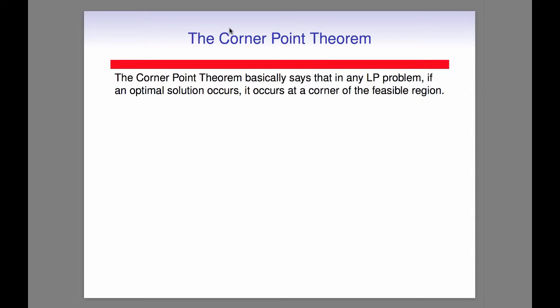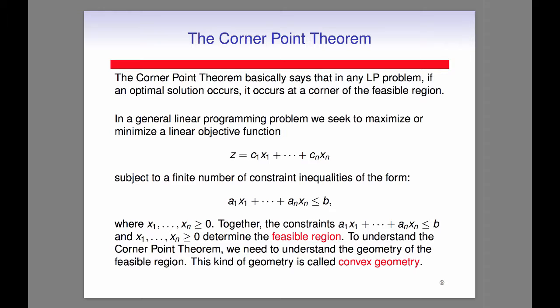In week 2, we're going to be looking at the corner point theorem, which is one of the most important results in the course. Basically, it tells you that the solution to a linear programming problem will occur at one of the corners of the feasible region. Now, there are some simple concepts involved in this and some rather subtle ones. So let's just look at the basic setup.